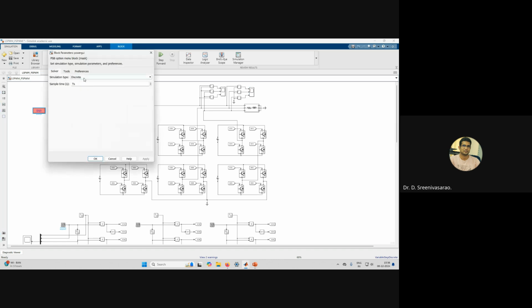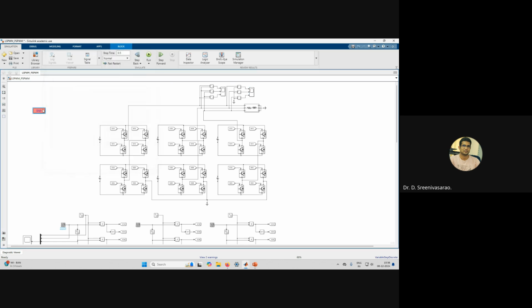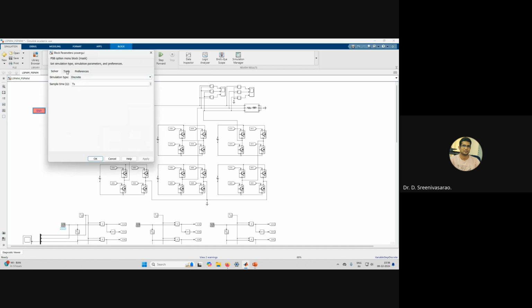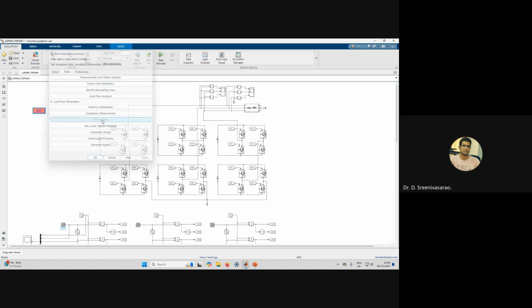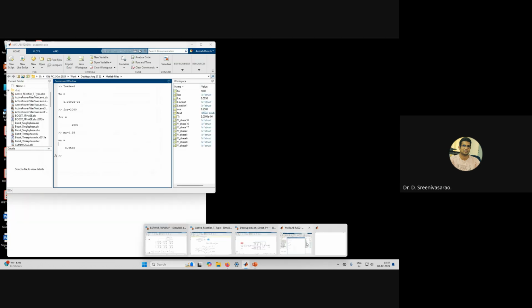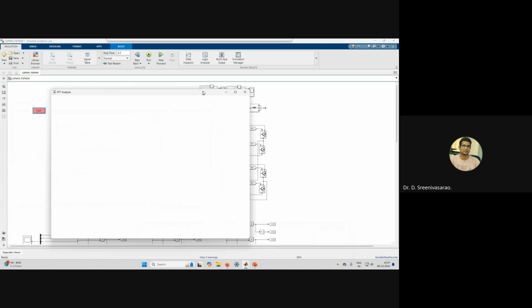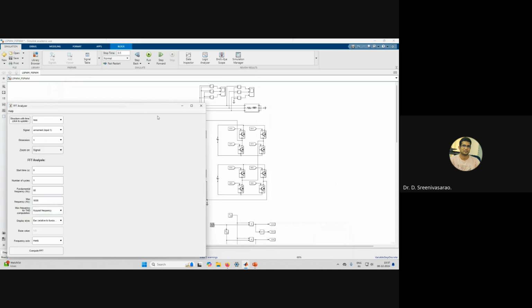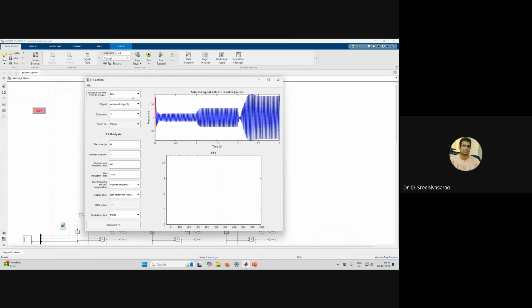For seeing the harmonic spectrum, we need to go to this powergui block, go to tools and then FFT analysis. In FFT analysis, okay, this one is the phase.